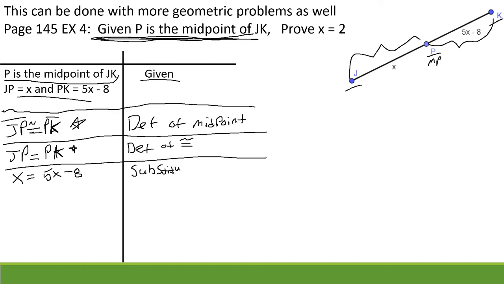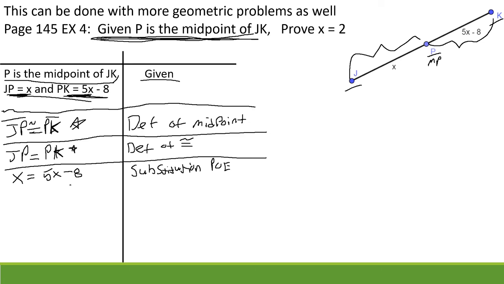Substitution, POE. Some people just call it substitution. That's fine too. But substitution, remember, allows us to take something and replace it with something of equal value. And I know that x is of equal value because it says right here, JP is equal to x, PK is equal to 5x minus 8. So I can take out these variables, essentially, and replace them with something of equal value. So substitution allows you to replace one thing with another thing as long as they're said or proven earlier to be equal. And then this comes back to the algebra stuff of it.